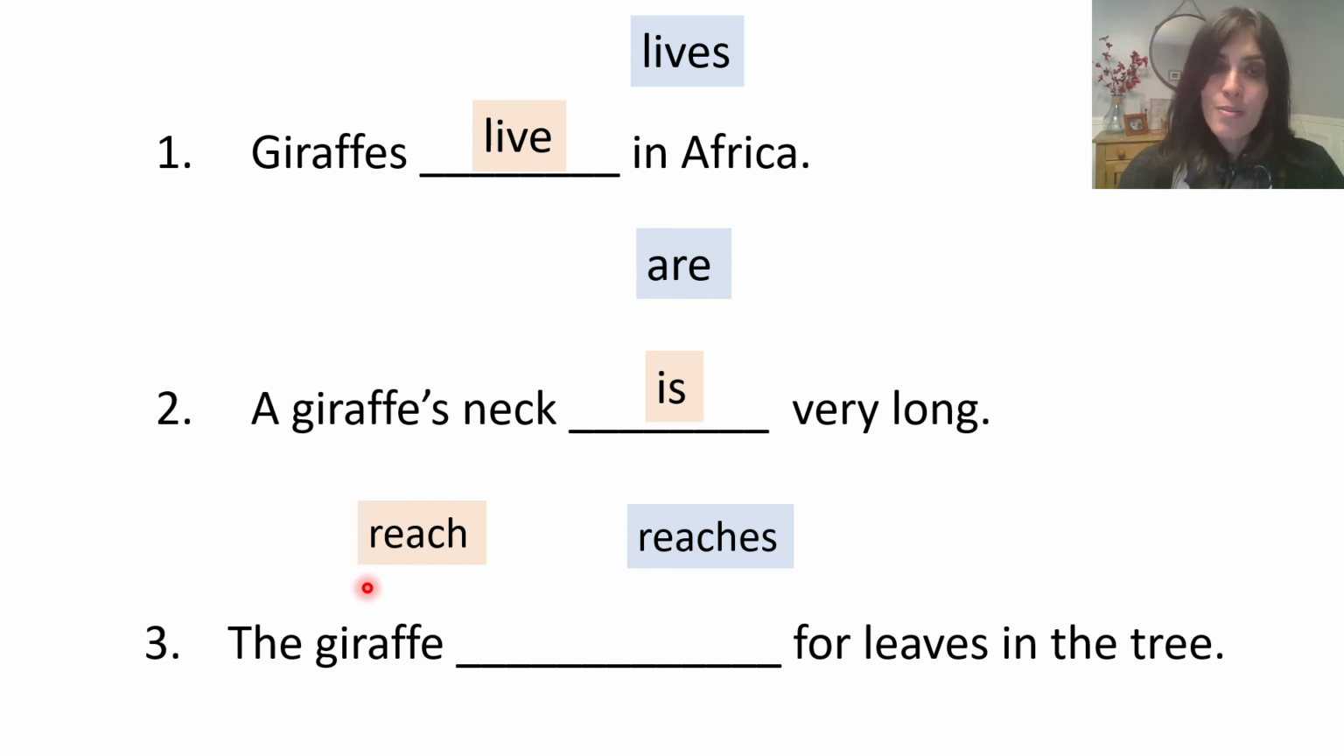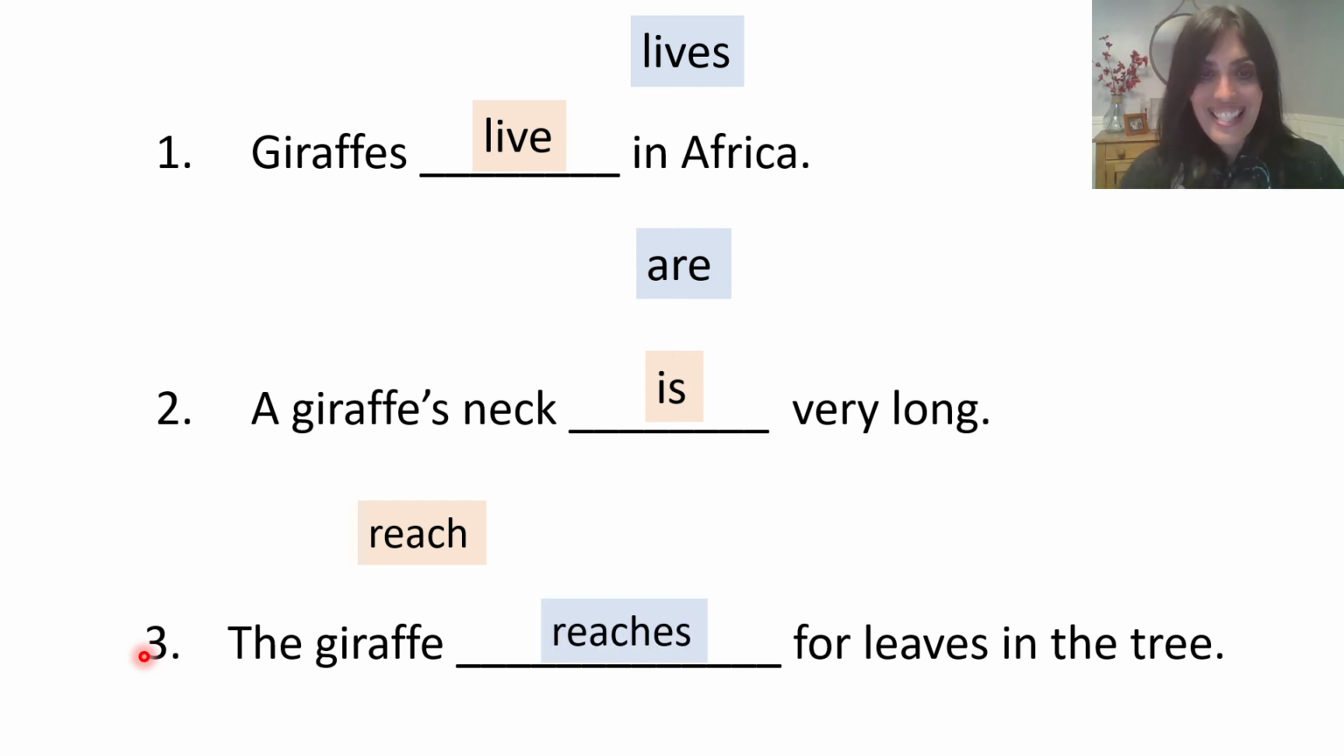Our two verbs are reach and reaches. The sentence reads, "The giraffe blank for leaves in the tree." Go ahead and think. Which verb am I going to use? Reach or reaches, and why? I hope you said reaches. And I hope you said the reason why is because we're only talking about one giraffe. The giraffe reaches for the leaves in the trees. Because there's only one, I use the word reaches. Nice work.